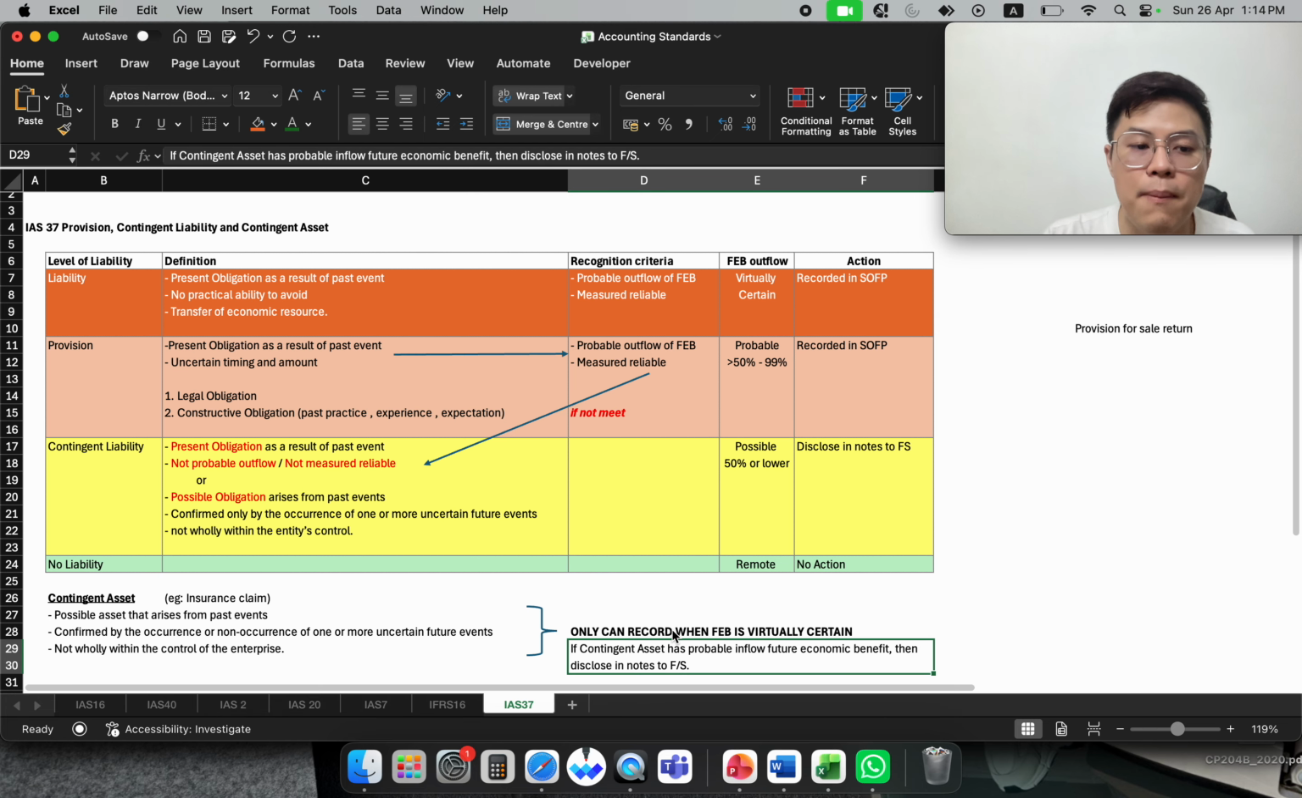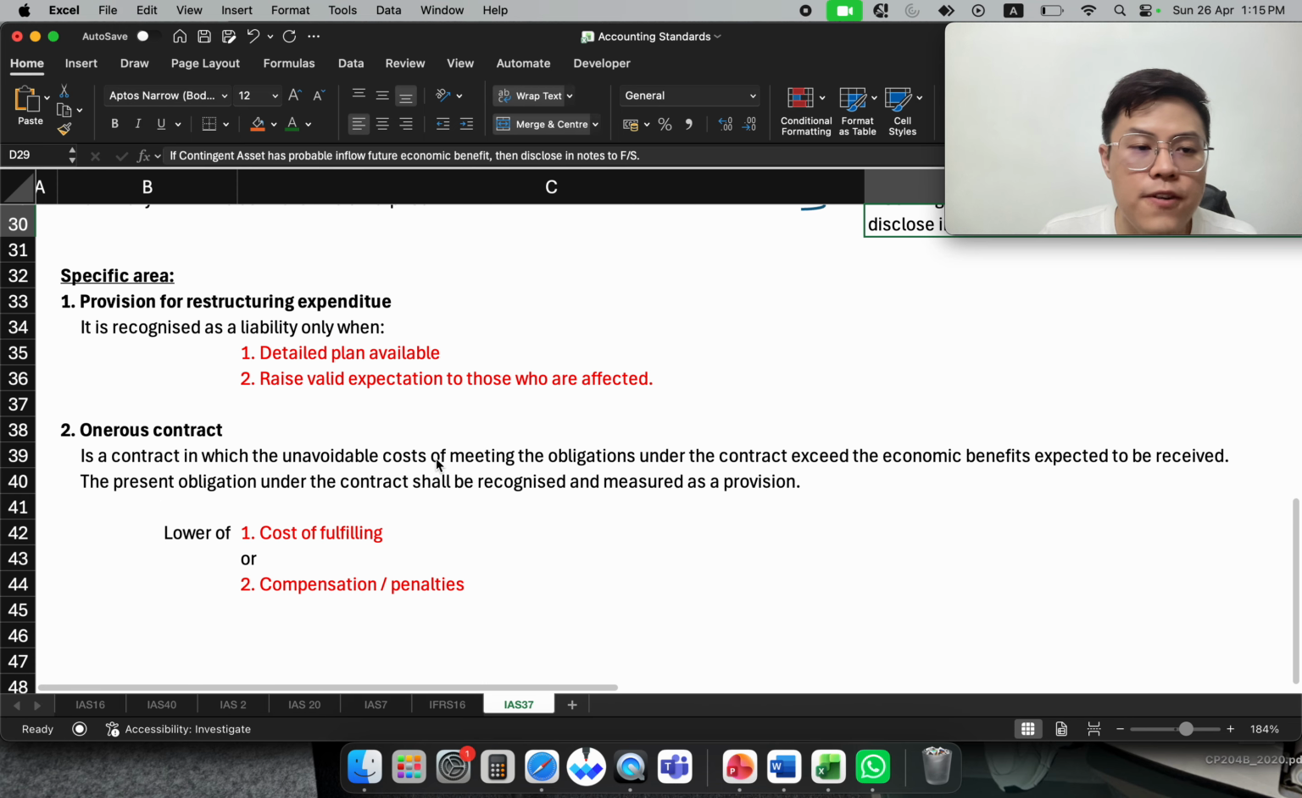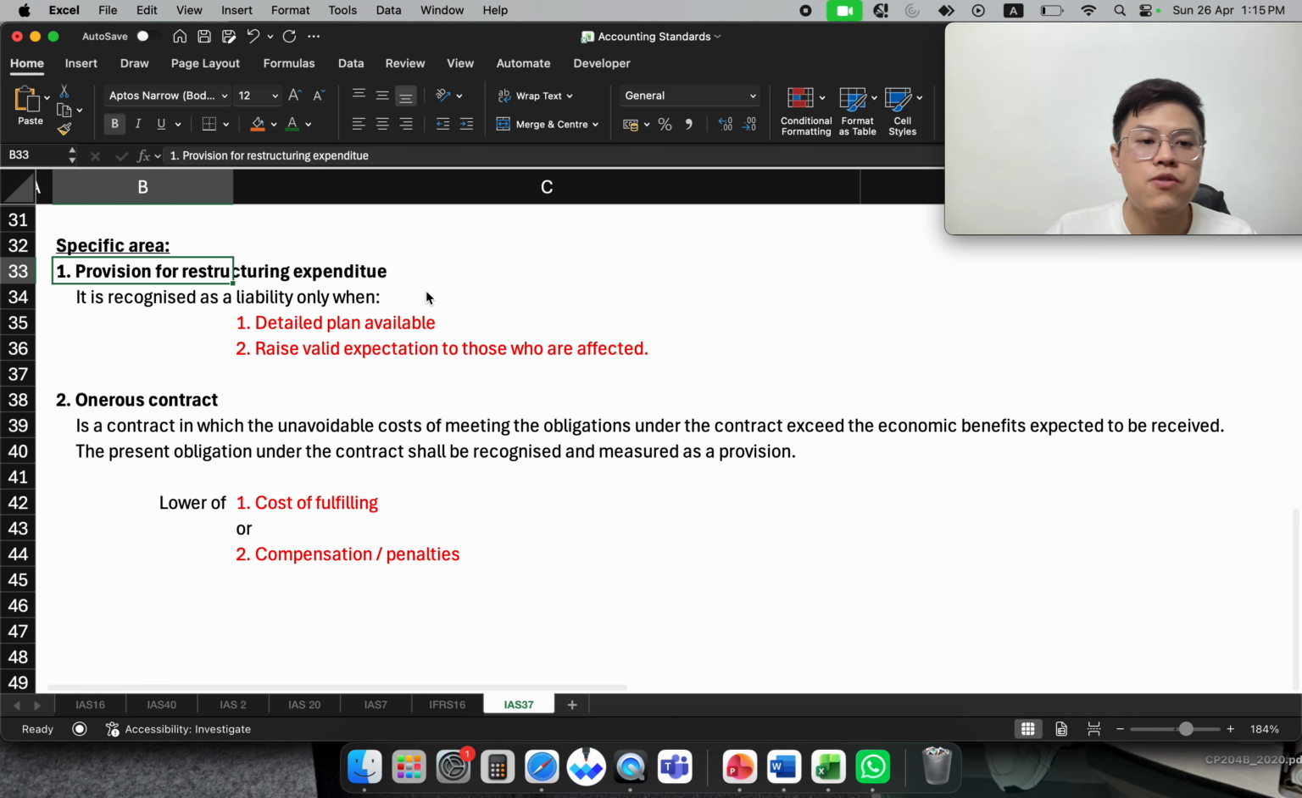Therefore, contingent liability is something to be disclosed if there is a probable inflow. So this is the overview of IAS 37. And now let's look at the specific areas. First, provision for restructuring.